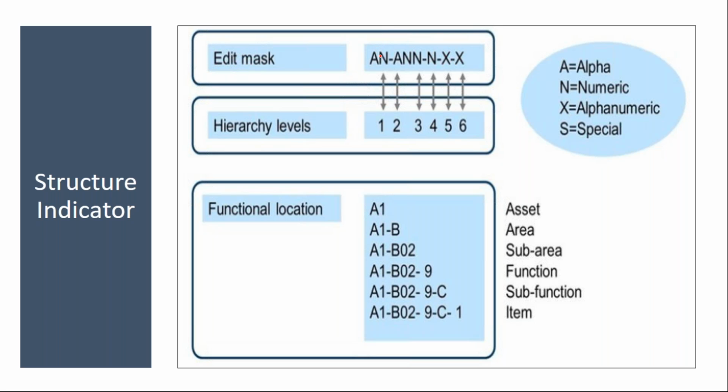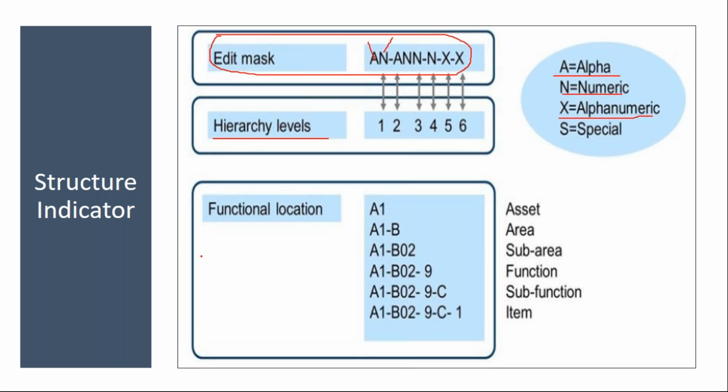Here A means alphabetics. The system will allow only alphabetics. If you maintain N, it will allow only numeric. And if you maintain X, it will allow both alphabetics and numerics. So this is the edit mask. Edit mask or coding template, both are the same. Next one is hierarchy levels.